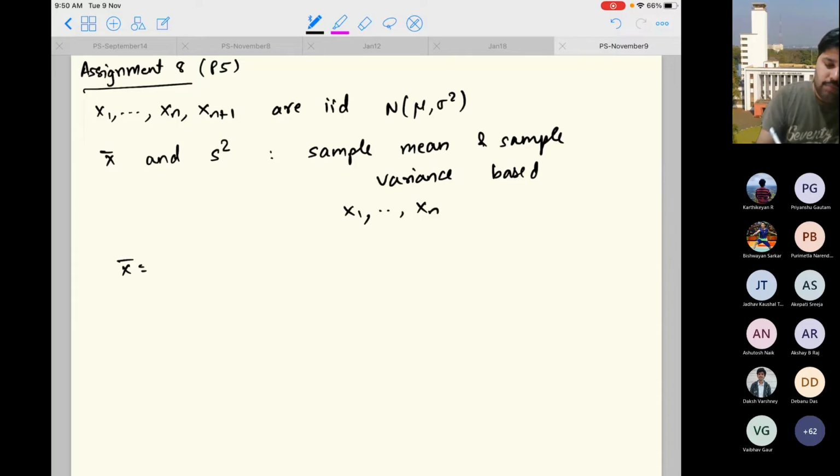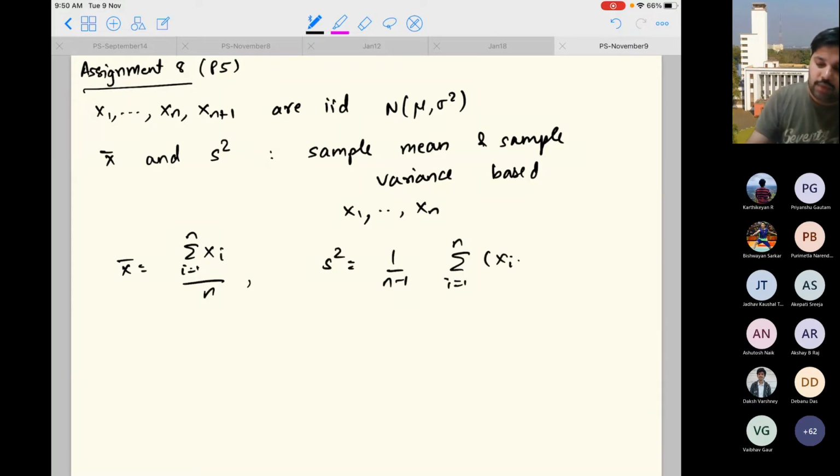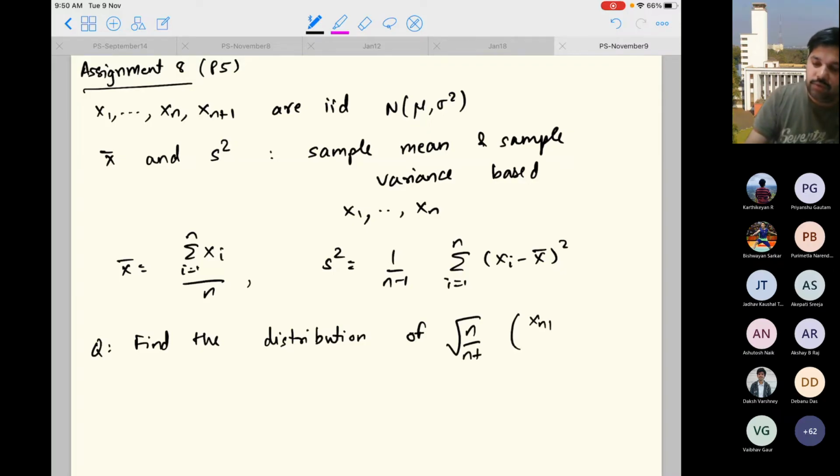So X bar is the summation of Xi, i from 1 to n, divided by n, and S squared is 1 upon n minus 1 times the summation, i from 1 to n, of (Xi minus X bar) whole squared. This is what X bar and S squared are. Now the question is: find the distribution of root of n by n plus 1 times (Xn plus 1 minus X bar) divided by S.